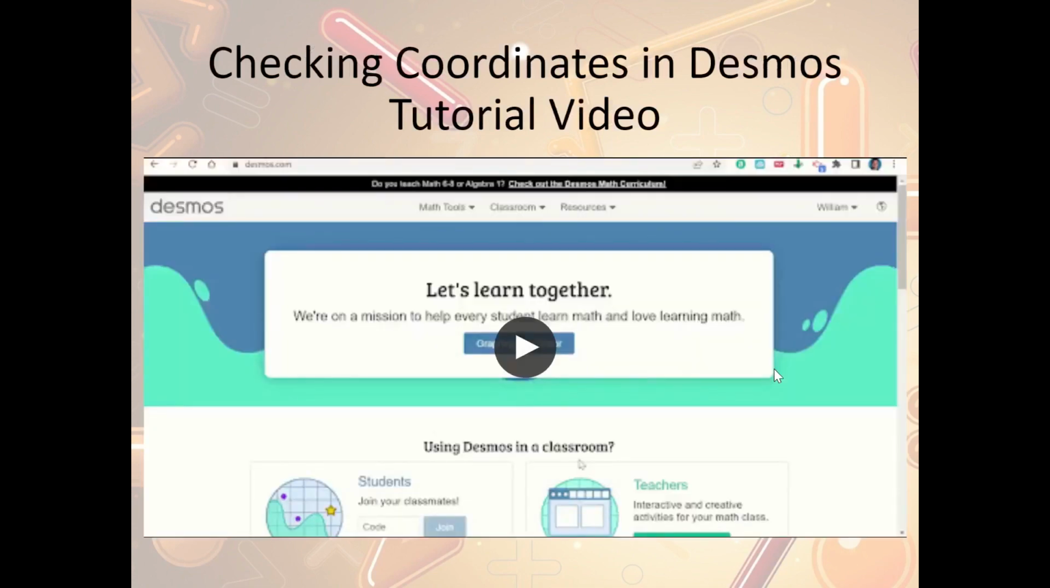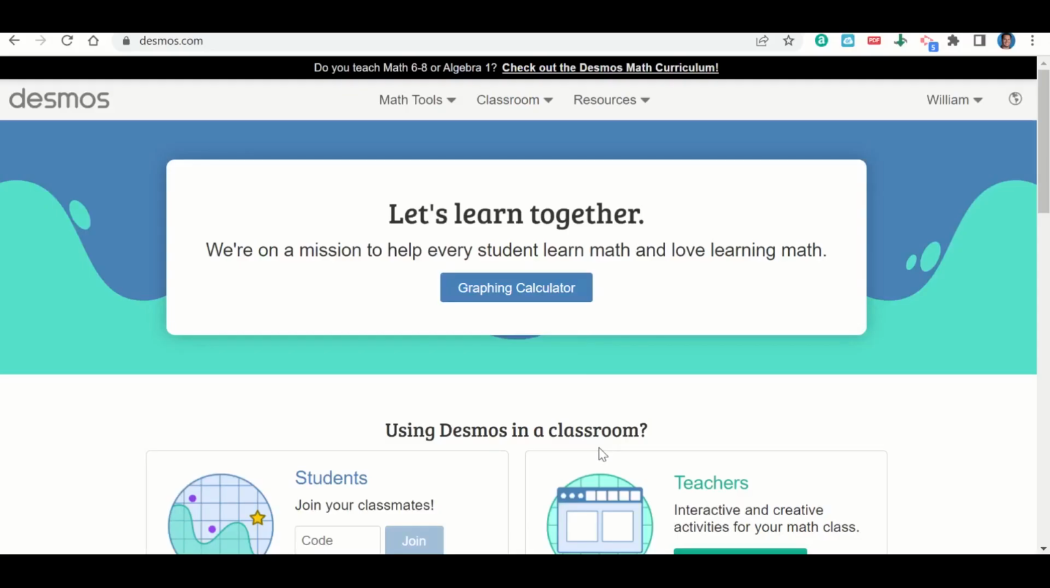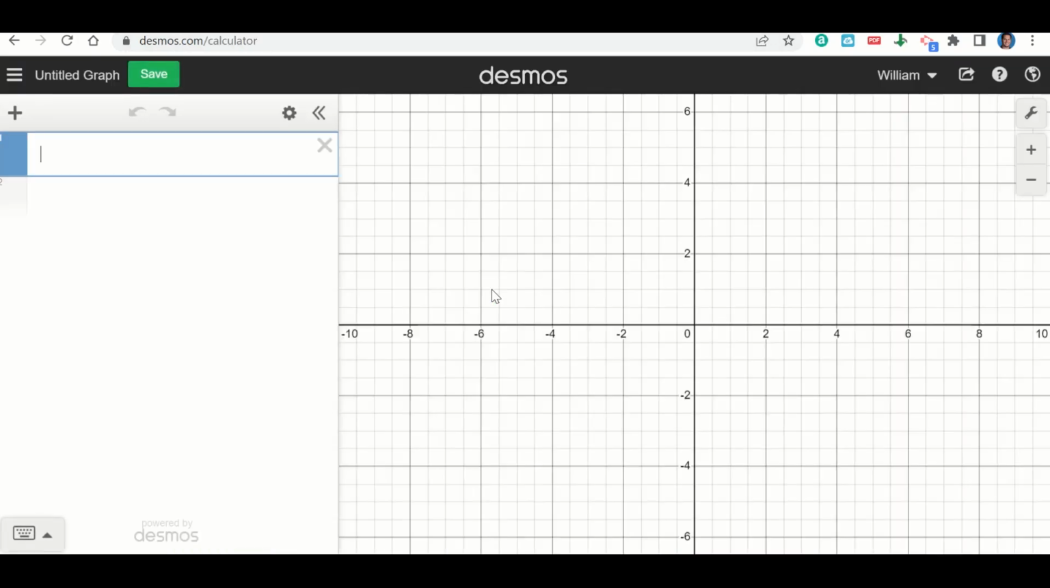There's a video here now that shows you how to check your coordinates in Desmos. You can watch that as well. Let's talk now about how to check our work using Desmos. So on this one, we're going to look at graphing coordinates. We're going to go to desmos.com and click on where it says Graphing Calculator. This gives us the opportunity to now plot points. So we're going to check coordinates and make sure that we did our assignment correctly.